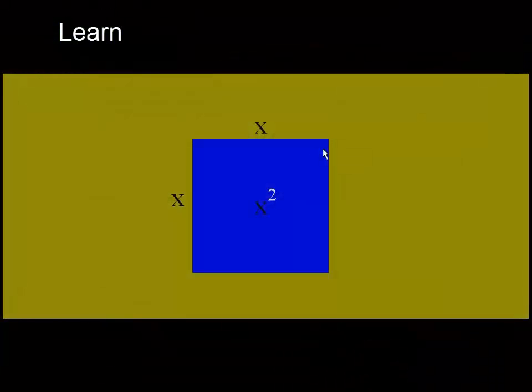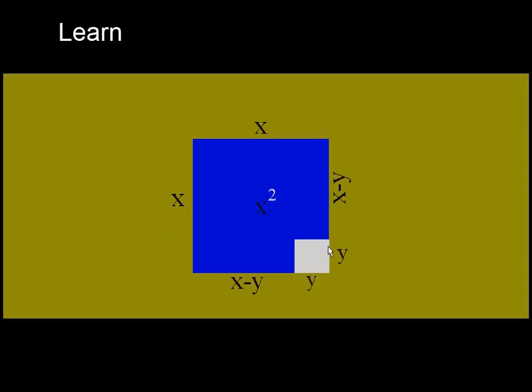This is a square. Each side length is x. It has, of course, 4 sides. Each side length is x units. The area of this square is x to the power 2. It is x times x, so it is x squared. There is a small square which has y length of each side. The area of this square is y times y, which is y squared. We cut this small square from the big one.